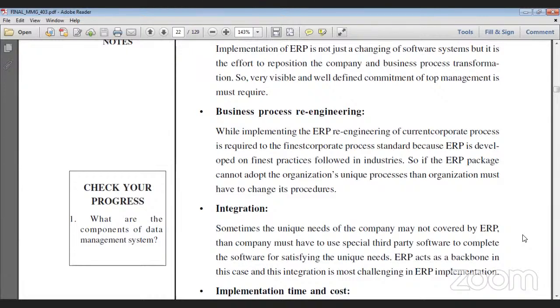Here is the third challenge, that is systems integration. Sometimes the unique needs of the company may not be covered by the ERP. Then the company must use special third-party software to satisfy the unique needs. ERP acts as the backbone, and this integration is challenging in ERP implementation.